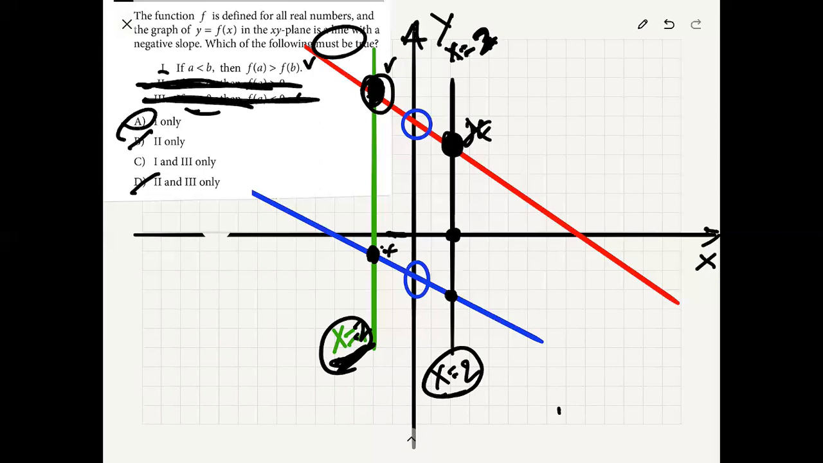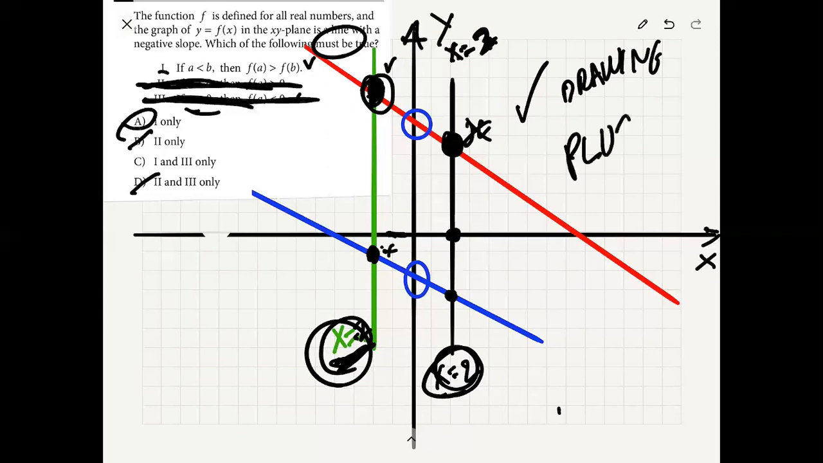So this is a test-taking strategy. When you're given just some very vague information without any numbers, without any actual drawings, if you can, you should try to make your own drawing, and then you should plug in your own values. So plug in, make your drawing. That's the easy way sometimes to do some of these questions.